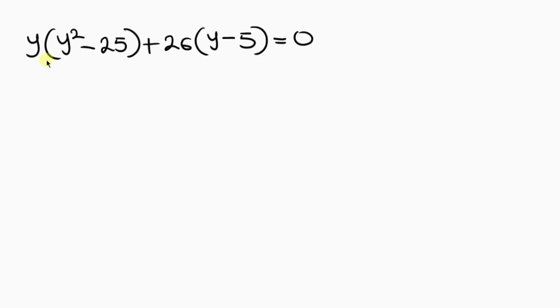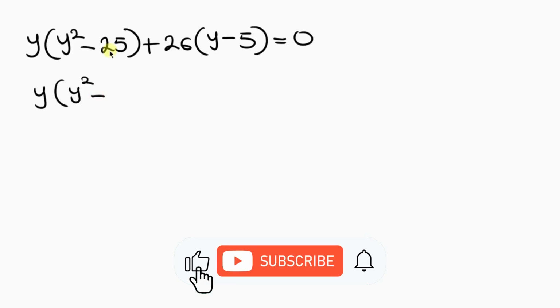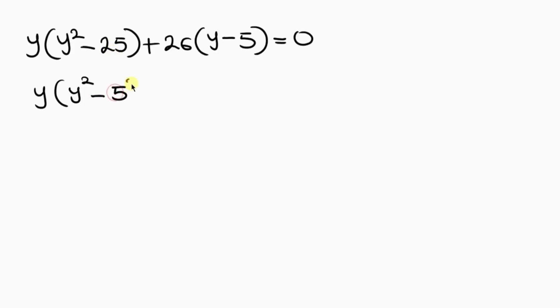So simplifying further, we have y times y squared minus 25 is a perfect square, which means it can be written as 5 squared. Very good. Close bracket, plus 26 times y minus 5. Very good. And this is equal to 0. Now notice that we have difference of two squares here.